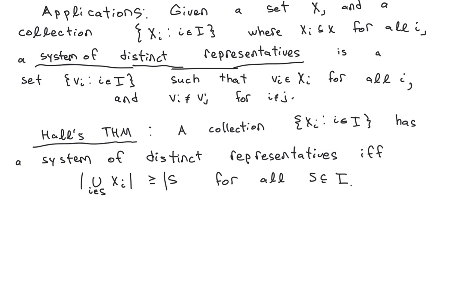His original claim was that this would happen if, for any subset of committees of the indexing set, the size of the union of those committees is at least the size of the subset of the indexing set. In particular, any individual committee has to have at least one person on it. Any pair of committees has to have at least two people in the union, and so on and so forth.